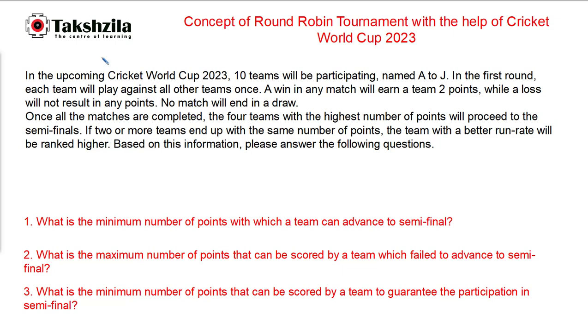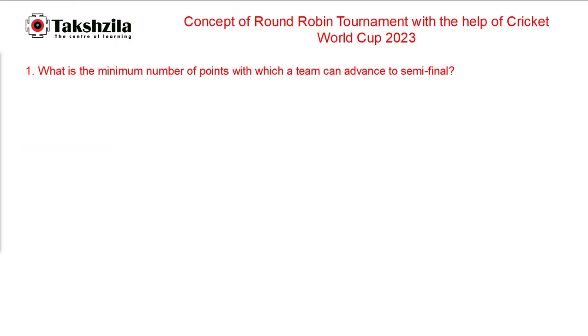So now over here, what data is given: there are 10 teams, every team will play with every other team. A win will earn 2 points and a loss will earn 0 points. Every match ends with a result, no match ended in a draw. So let's have a look at question number 1. Question number 1 says: what is the minimum number of points with which a team can advance to semi-final?